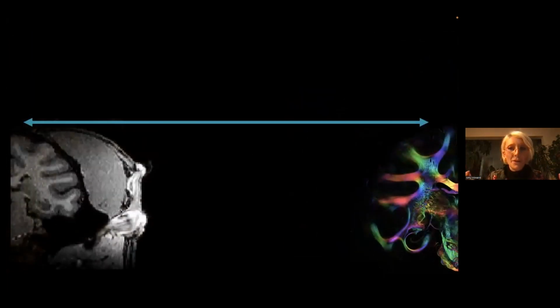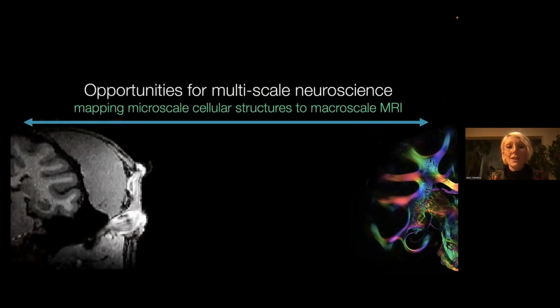So as we've seen throughout this conference, having MRI and microscopy in the same tissue can provide unique opportunities for multi-scale neuroscience, mapping microscale cellular structures to macroscale MRI signals that can ultimately be acquired in vivo.